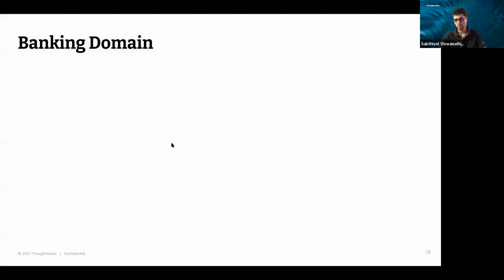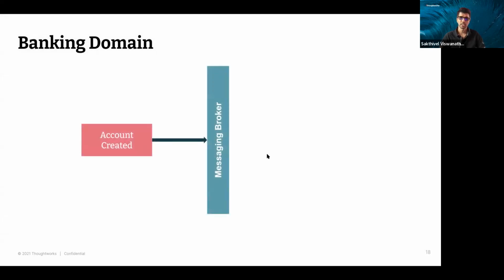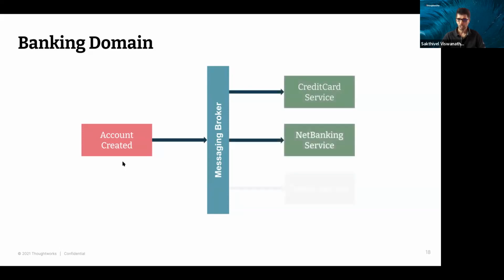One other example, considering the banking domain, is an account created. As a customer of a bank, an account is getting created and an event is triggered. We can imagine different services listening to that event. We have a credit card service, which needs to decide whether a credit card should be mailed to the customer. We have a net banking service, which decides whether this customer is eligible for net banking activation. And we can also have a DMAT service, which decides whether a DMAT account can be created.